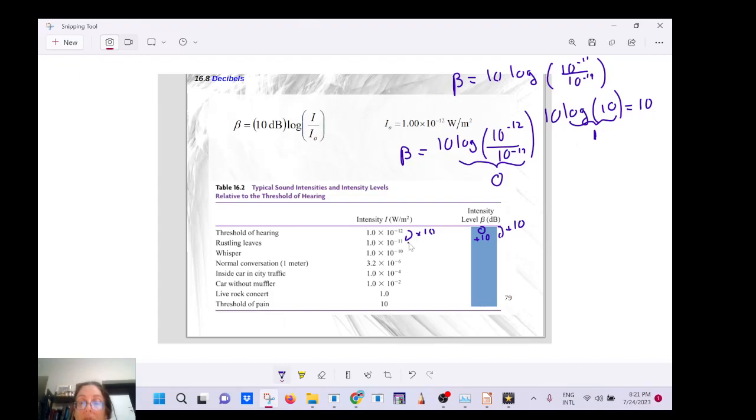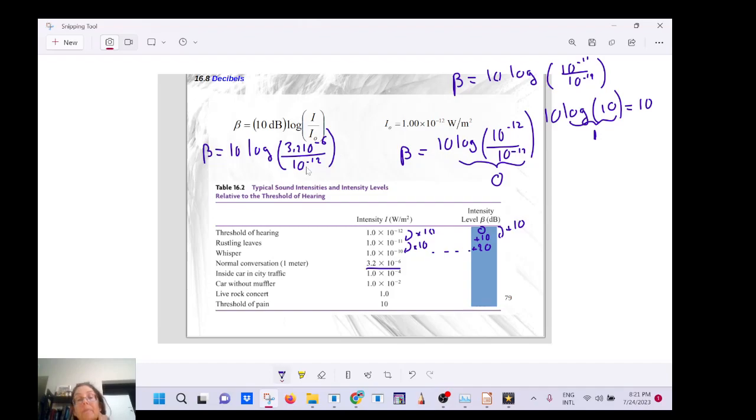Okay, so from here to there, again, you multiply by 10. So here it's going to be plus 20. And you can use the equation and you will get the same thing. So for this one, for example, you can use the equation. So it's going to be beta equals 10 log, and here you have 3.2 times 10 to the negative 6 divided by 10 to the negative 12.